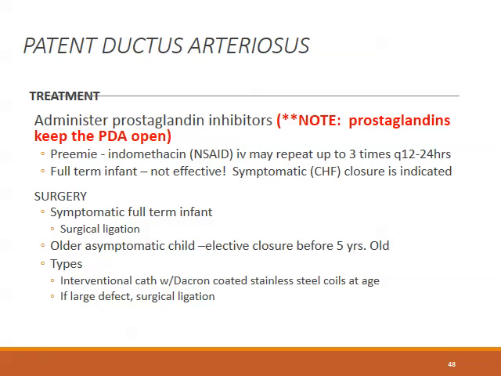If they are symptomatic with CHF, then closure is indicated. So for a symptomatic full-term infant, they're going to do surgical ligation. In an older asymptomatic child, they can do elective closure before the age of 5 years old. There are different types of surgery, though. They could do an interventional cath with Dacron-coated stainless steel coils, and if it's a large defect, they'll do surgical ligation.